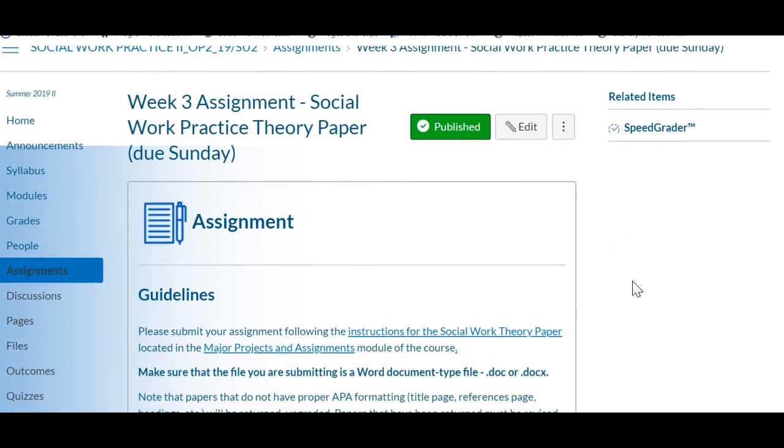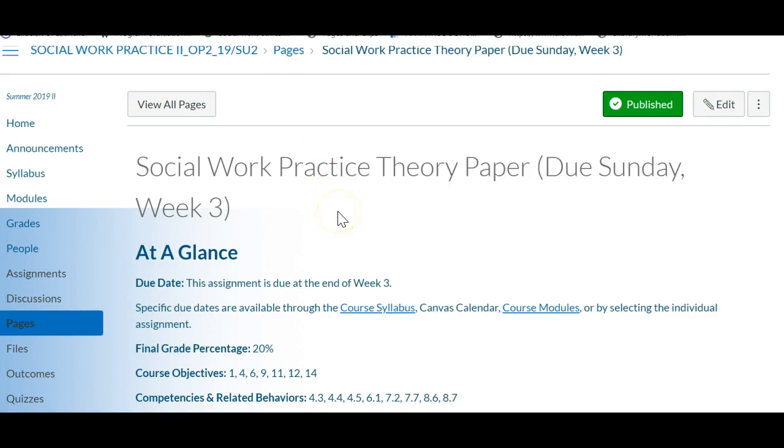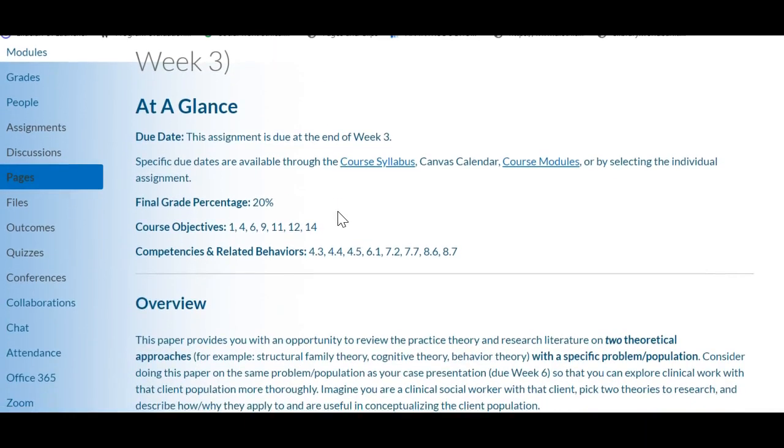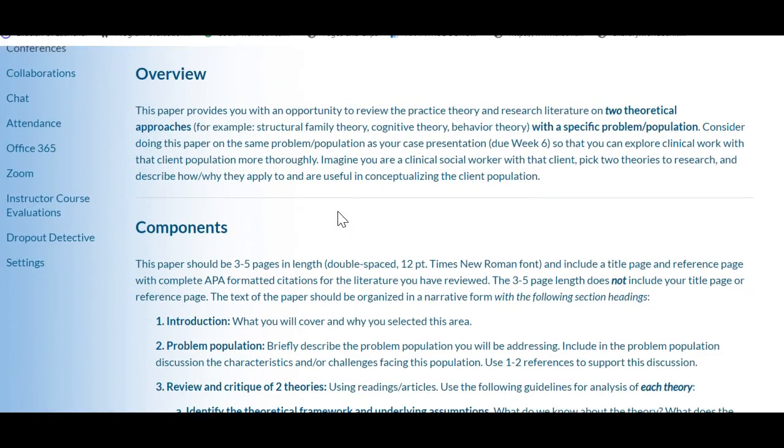And then the social work practice theory paper, I'll go right to that. I have it on a different tab here. This is due by next Sunday. And this is intended to provide you with an opportunity to review the practice theory and the research literature on 2 theoretical approaches with a specific problem and population. Consider doing this paper on the same problem population as your case presentation due in week 6 so that you can explore clinical work with that client population more thoroughly.